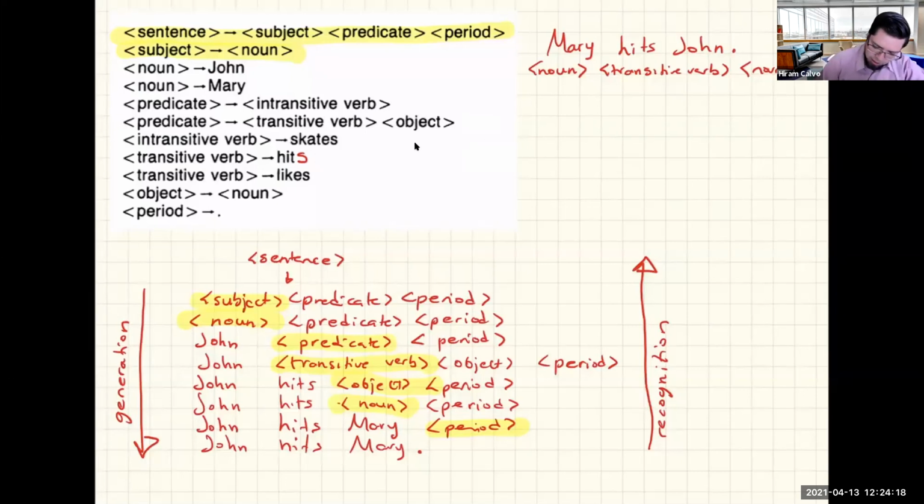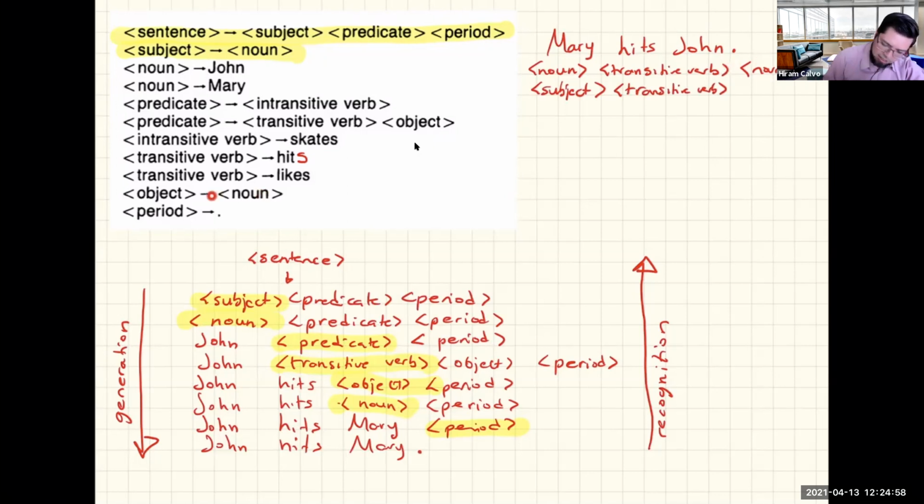Okay. So we know Mary is a noun, hits is a transitive verb, and John is a noun, and this is period. Okay. So now we will continue so that we will try to reach sentence. So this noun can be a subject, right? I will rewrite this noun here as a subject. The transitive verb needs an object, so I will leave this untouched. But I will make this noun here an object.